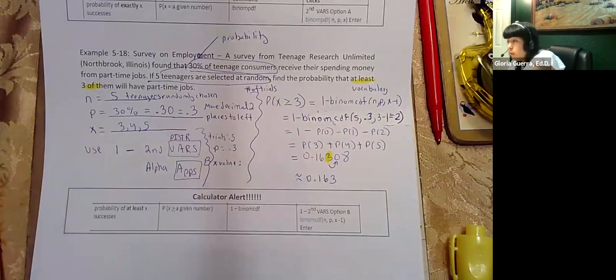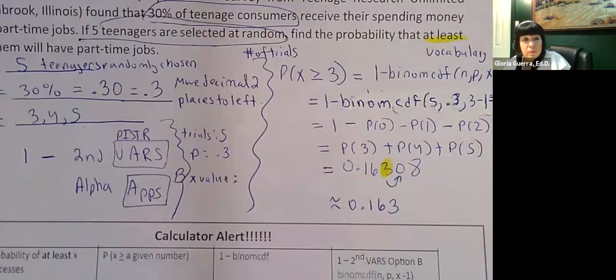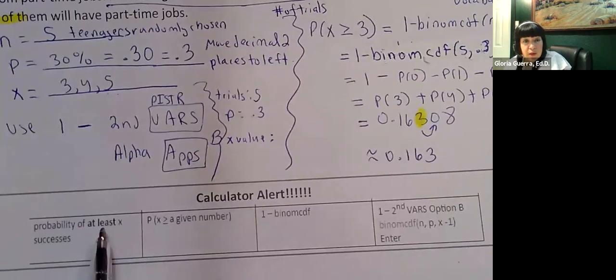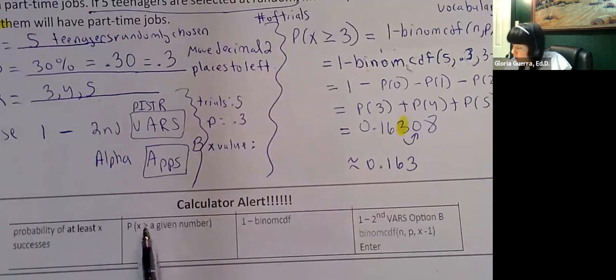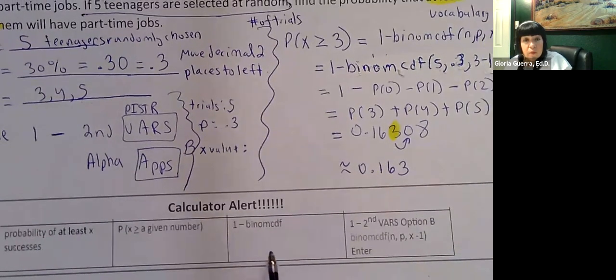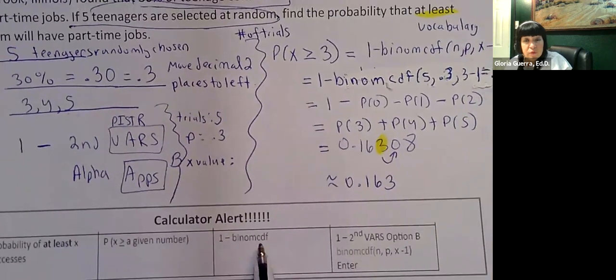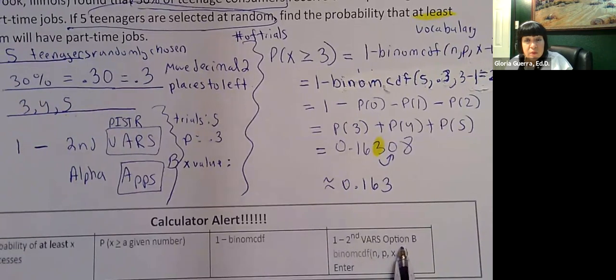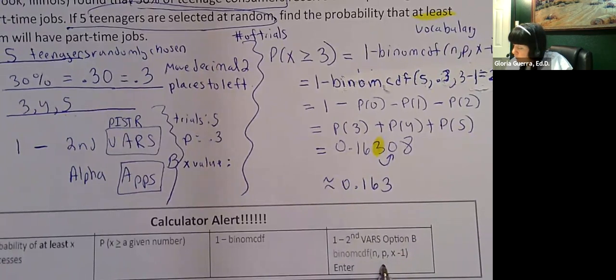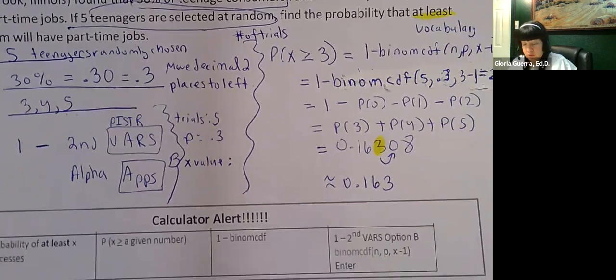Down here they focus on the vocabulary: at least X successes, which is 1 minus binomial CDF, 1 minus second vars option B, with n, p, and x minus 1. See that? Okay, all right.